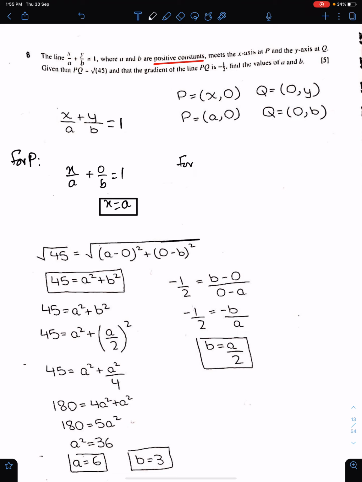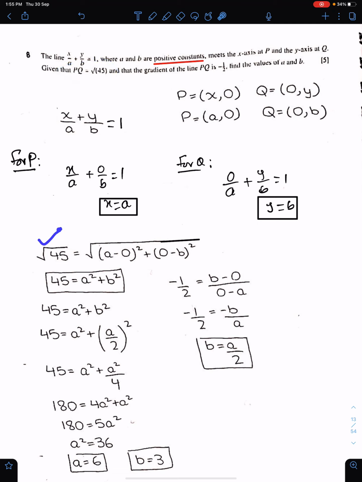Similarly, for the coordinates of Q, you should substitute x0 into the equation of straight line PQ. So y is equal to b. Hence we have the coordinates of P and Q. Now form equation number 1 with the help of this information.